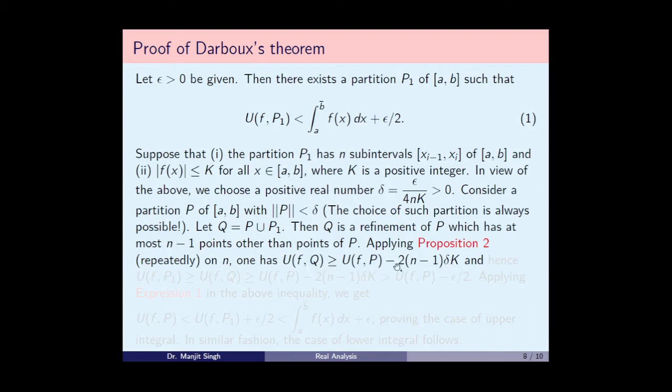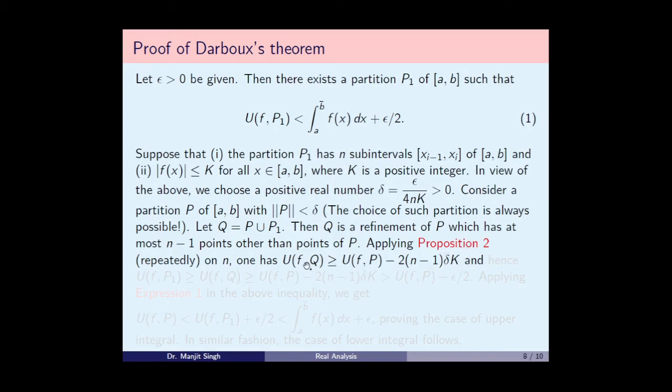Please note this point here, because we are applying proposition 2 repeatedly. First, if it contains 1 point, then it will be 2 delta K. If it contains 2 more points, then it will be 4 delta K, and if it has n minus 1 more points, then it will be (2^n − 1) delta K. So this result is a repeated application of proposition 2.